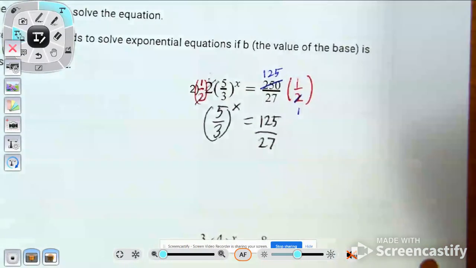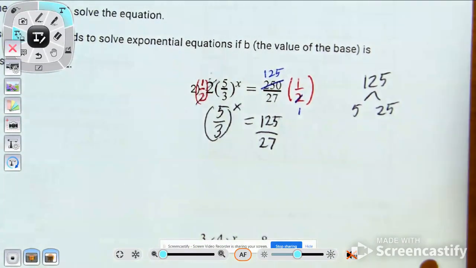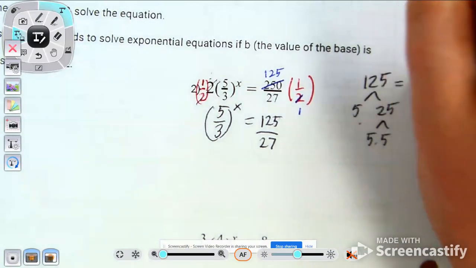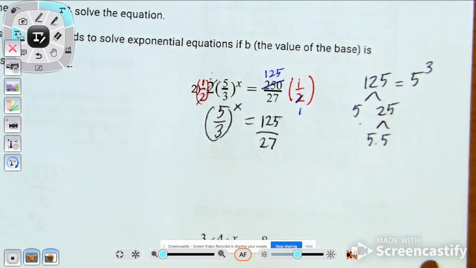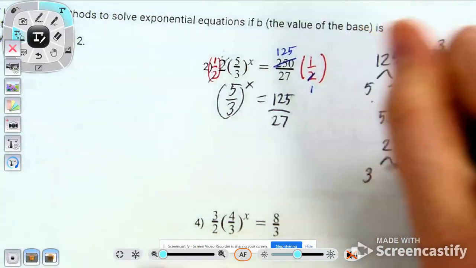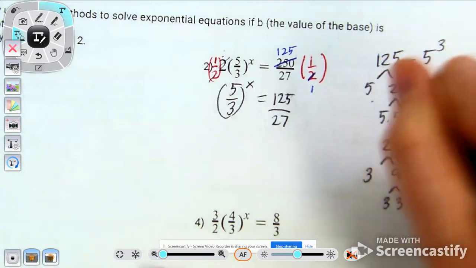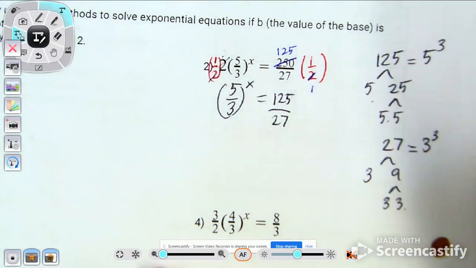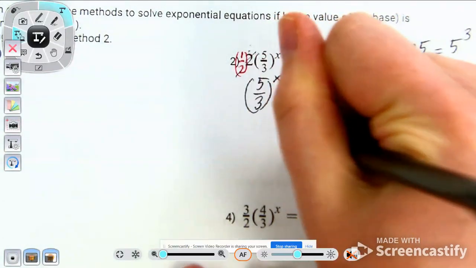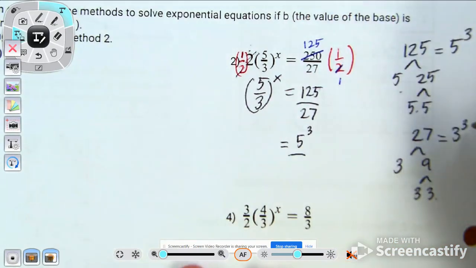Well, off on the side, 125, this is the same thing as 5 times 25, which is the same thing as 5 times 5. So we have 5 times 5 times 5. This is going to be the same thing as 5 cubed. And I can do the same thing over here with 27. 27, this is the same thing as 3 times 9, which is the same thing as 3 times 3, so that I have 3 3's multiplied together. So this will be the same thing as 3 cubed. So I can rewrite 125 as 5 cubed, and I can rewrite 27 as 3 cubed.